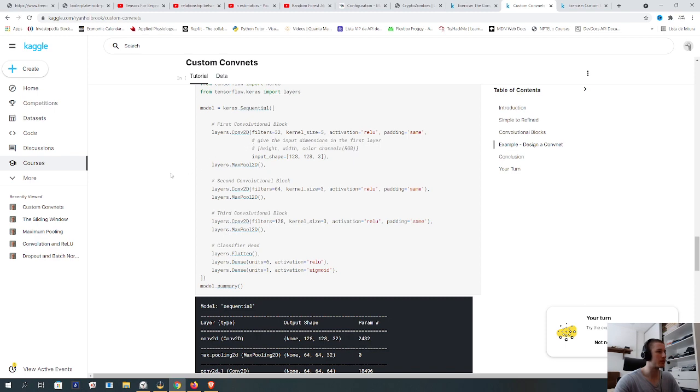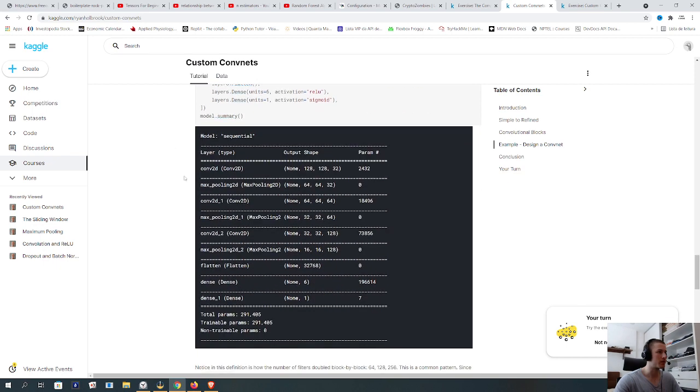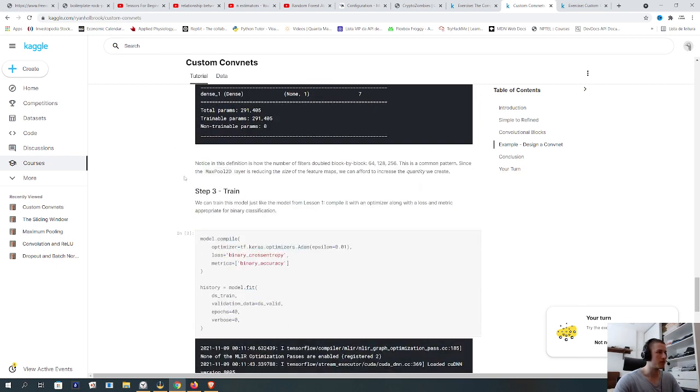Which goes on the first convolution. And then the last is the classifier head. Noticing this definition is how the number of filters doubled block by block. This is a common pattern, since the max pool layer reduces the image each time, and you're doing the zooming thing. So each time it's going to be a higher resolution of the image, so you have to double the size of the filters.